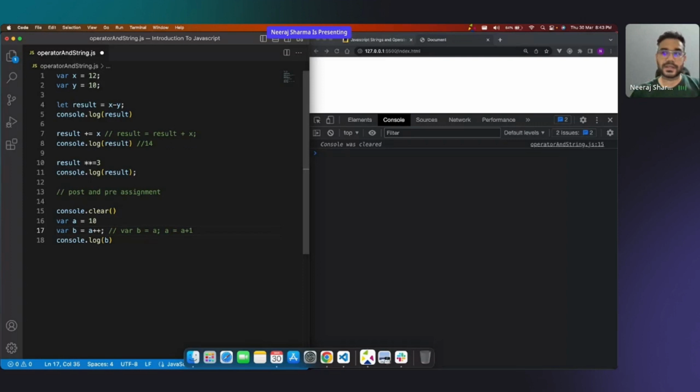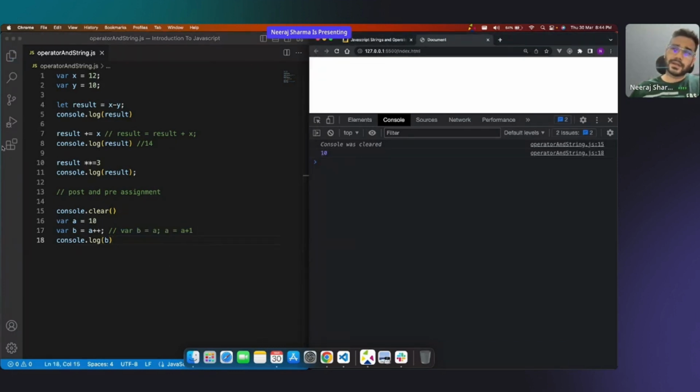So can you guys tell me what the output will be? What will be the value of b? Again, look into this also. What will be the value of b? How will it become 12 or 11? It will be 10, right? The value is going to be 10.